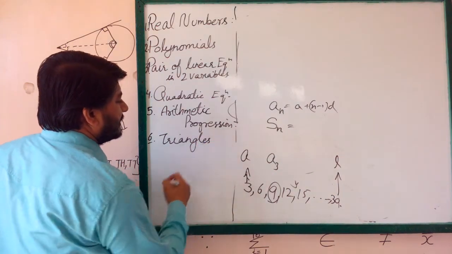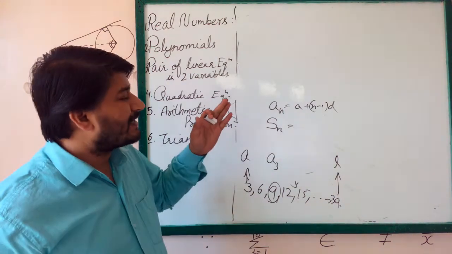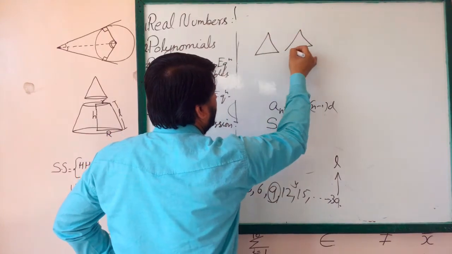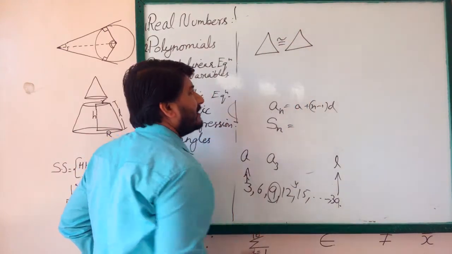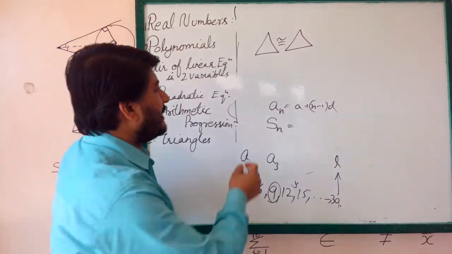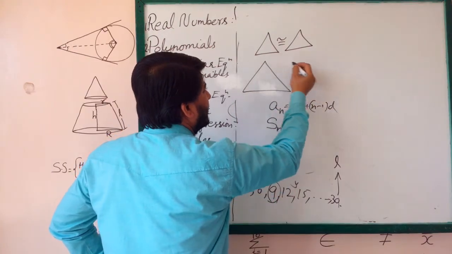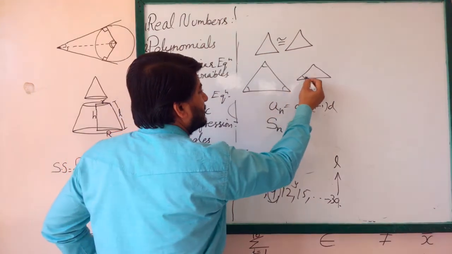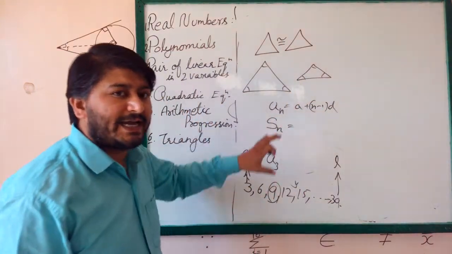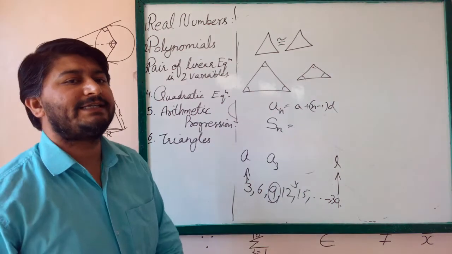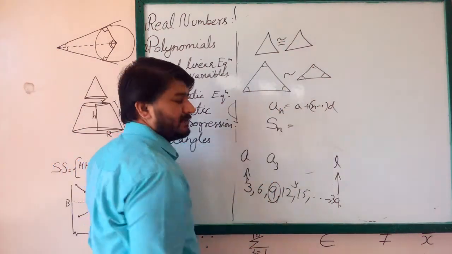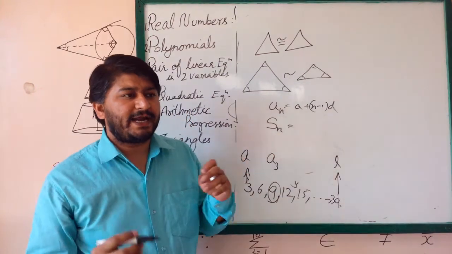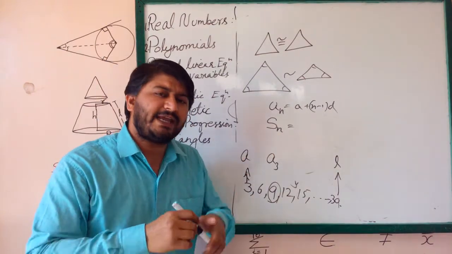So in triangles in class 9, suppose this is one triangle, this is another triangle. You need to show that these two triangles are congruent. But here, what if this is one triangle, this is another triangle? If they have the same angles, but their size is not the same, then we say that these are similar triangles. So similarity is not restricted to triangles; similarity is for any shape.